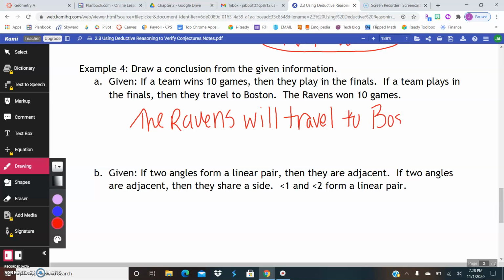And then part B, given if two angles form a linear pair, then they are adjacent. If two angles are adjacent, then they share a side. Angles 1 and 2 form a linear pair. If they form a linear pair, then they are adjacent. And if they are adjacent, then they share a side. So we can conclude from this that if they're a linear pair, they share a side. So angle 1 and angle 2 share a side.